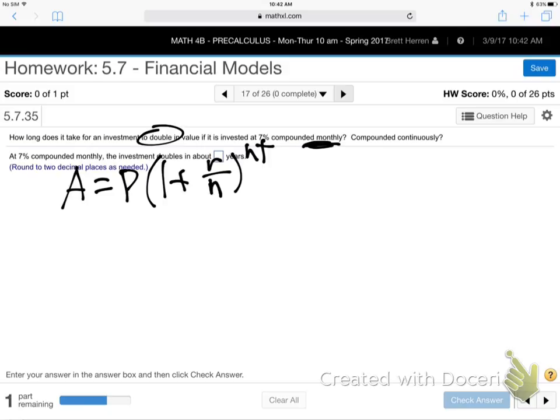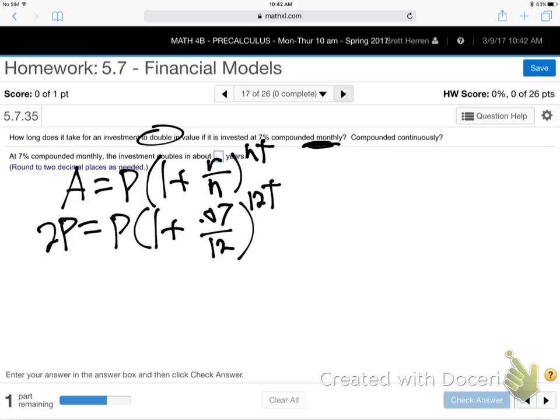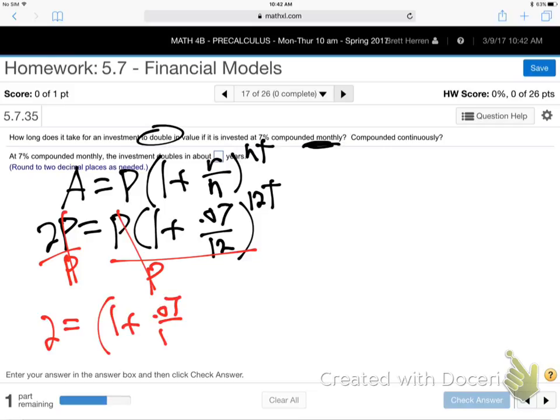They want double, so that's 2p. The rate is 7%. Monthly is 12. Everybody good to there? What do I do now to solve? Get that p out of there. So 2 is, nope, p gone. Is 1 plus 0.07 over 12, raised to the 12t. I'm just going to leave 0.07 over 12.